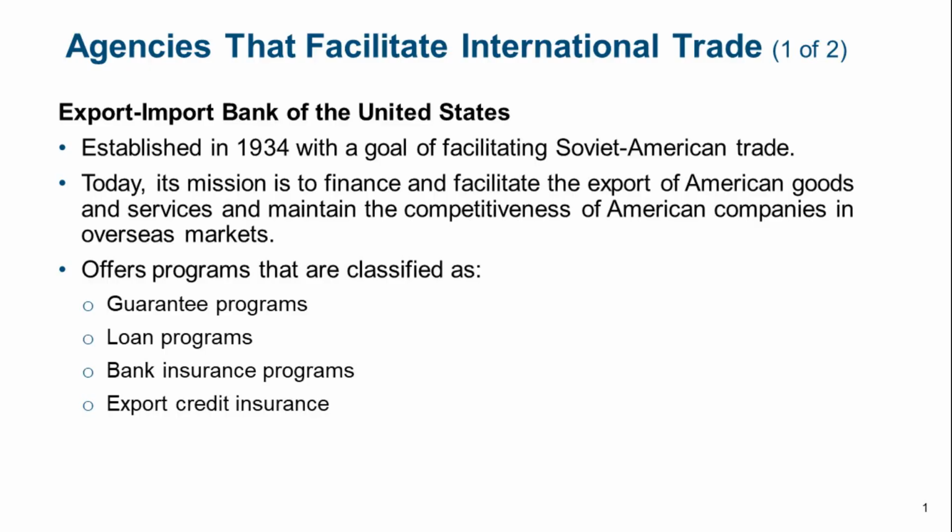Now let's take a look at the role of government agencies. The Export-Import Bank of the United States was established back in 1934. Its job is to support U.S. exporters by providing guarantees, loans, and insurance programs that make American companies more competitive abroad.